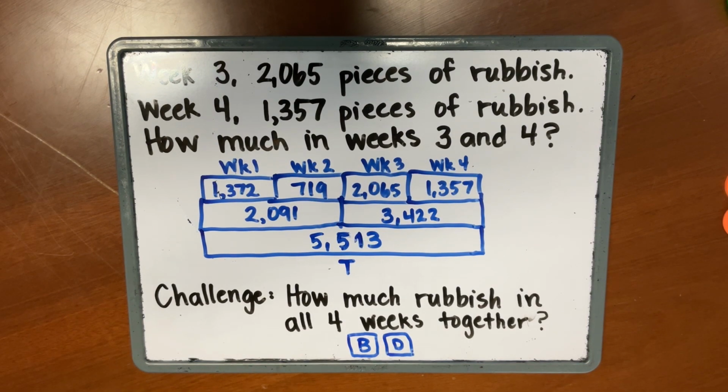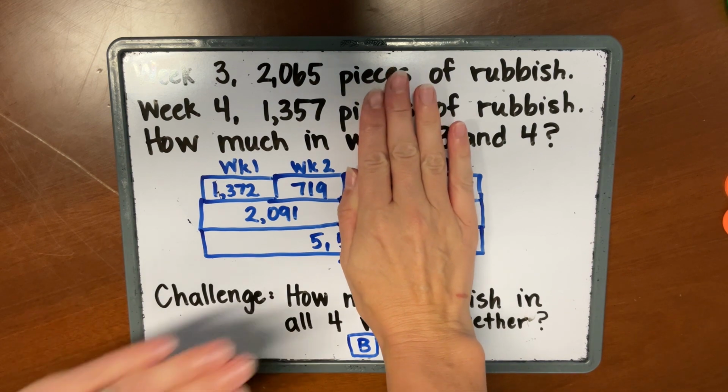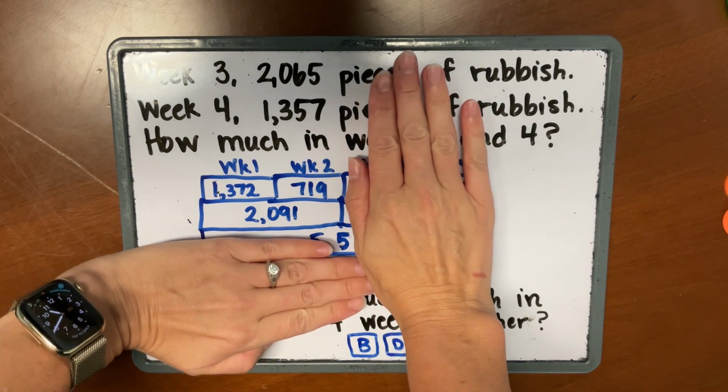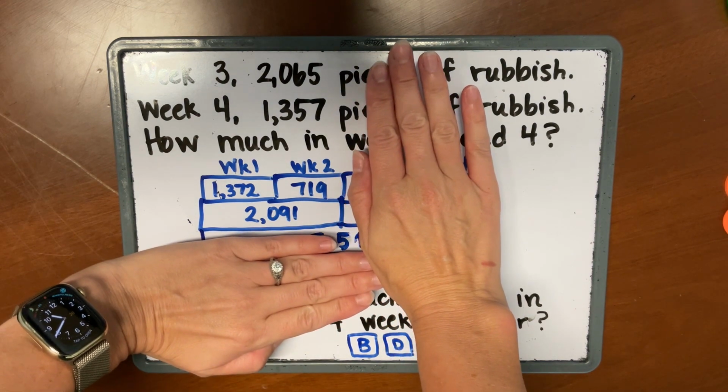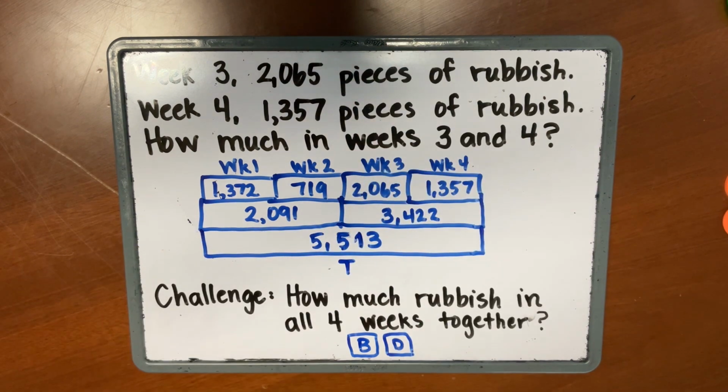How did you build and draw this problem? I wanted to show you one way to think about the draw part. It does not look like my build at all, but I continued what I did last time. I knew weeks 1 and 2, and I had a tape diagram or bar model already like that, so I thought I'll just add on to it.